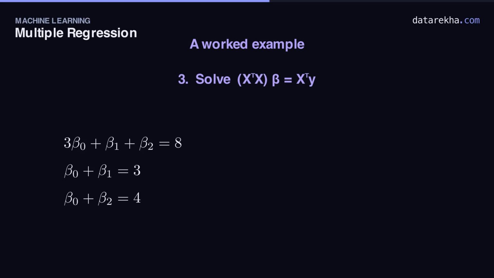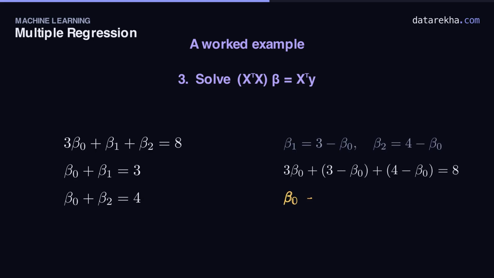Beta naught plus beta 1 is 3. Beta naught plus beta 2 is 4. From the last two, beta 1 is 3 minus beta naught, and beta 2 is 4 minus beta naught. Slot both into the first equation, and it neatly reduces to beta naught plus 7 equals 8. So beta naught is 1.